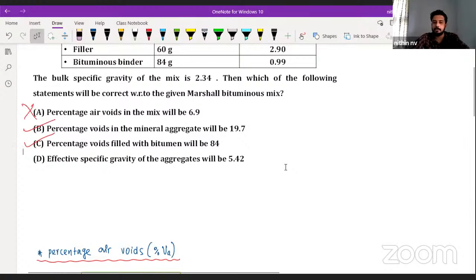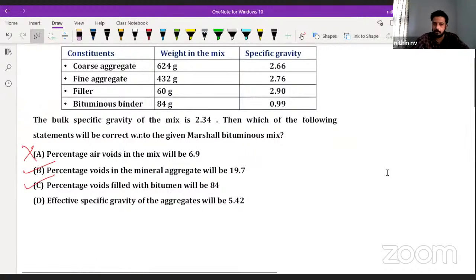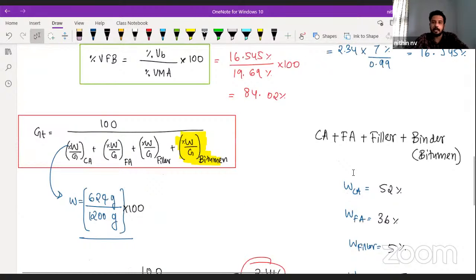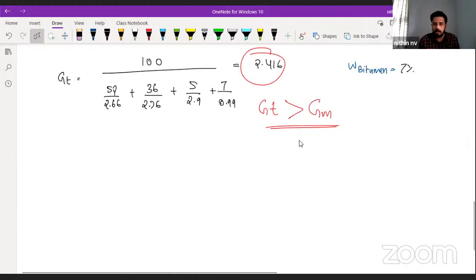Now, the effective specific gravity of the aggregate. How are we going to calculate it? What are the aggregates here? Coarse aggregate and fine aggregate are the aggregates. Filler, we are adding some dust particles or cement particles. Then binder. Now they are asking, what is the effective specific gravity of the aggregate? We know the specific gravity of coarse aggregate is 2.66, and specific gravity of fine aggregate is 2.76.